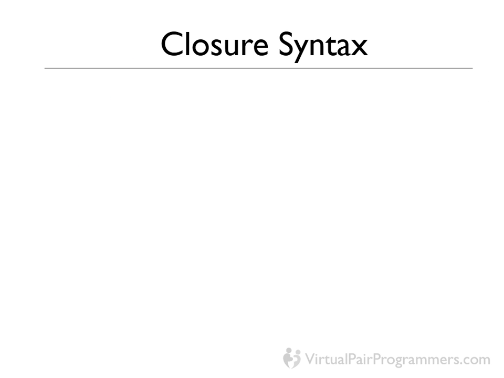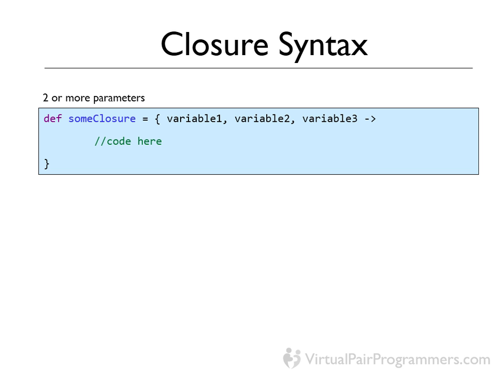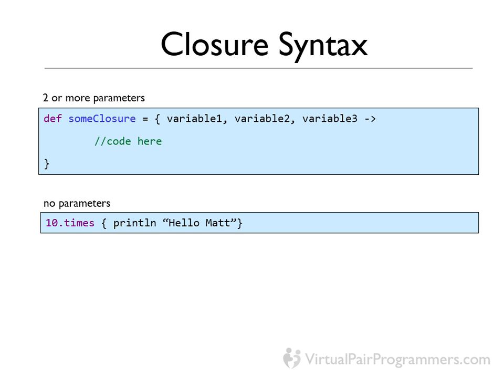Before we go any further, let's have another look at the syntax for closures once again. The syntax we've just seen and used is valid when there's one or more parameters to the closure. When there are no parameters, we can just type the code straight in. You might remember we wrote a closure like this. Here, println hello Matt doesn't require any parameters, so we didn't need to declare any. When we don't require any parameters, we don't include the arrow, the hyphen and the greater than sign to separate the list of parameters from our code.